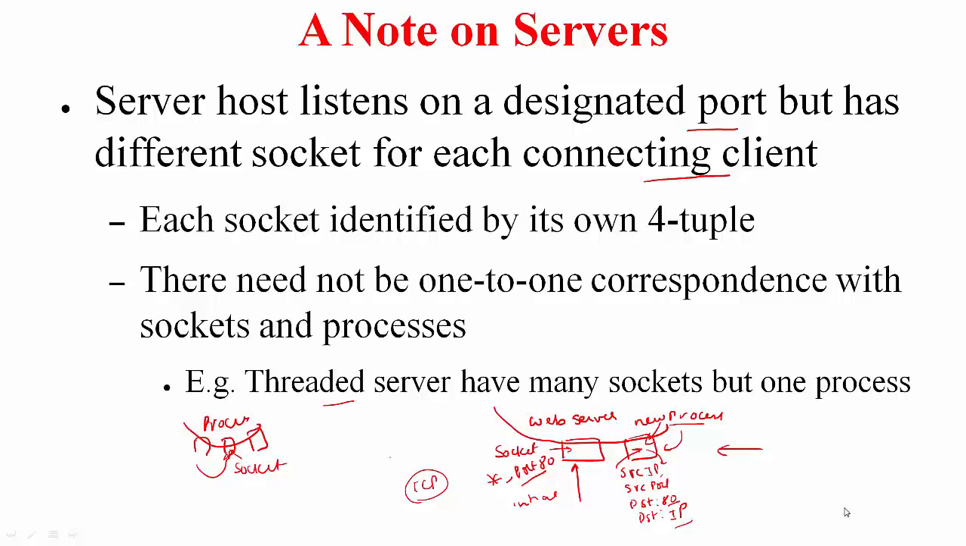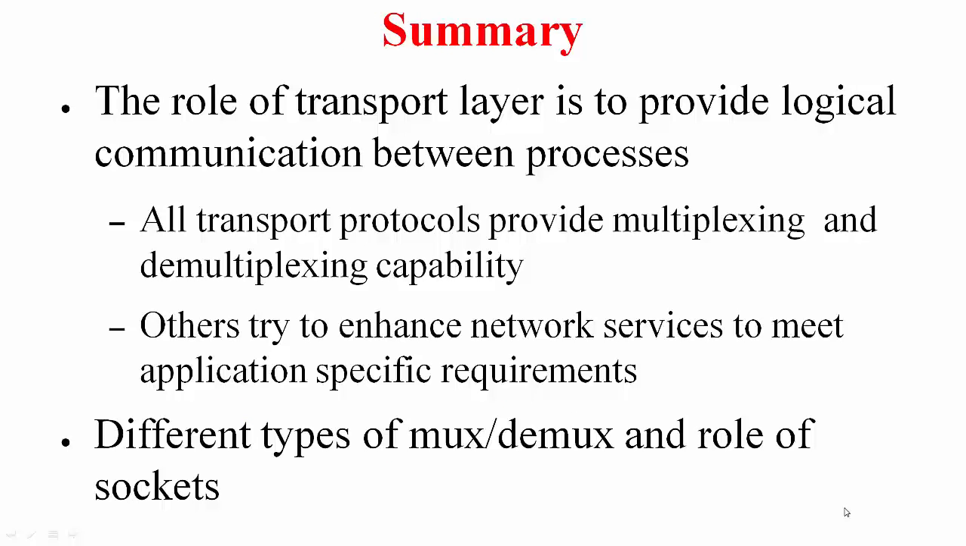So what have we learned in this video? The role of the transport layer is to provide logical communication. As part of it, an important feature is the multiplexing demultiplexing capability, that is delivering segments to the right application process. Apart from this, it could also try to enhance network services to meet certain application specific requirements. This leads to different types of transport protocols. In the context of multiplexing demultiplexing, we saw two types, connectionless and connection oriented, and we also saw the role the sockets play in enabling this.